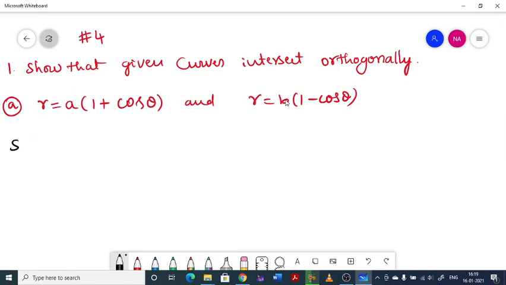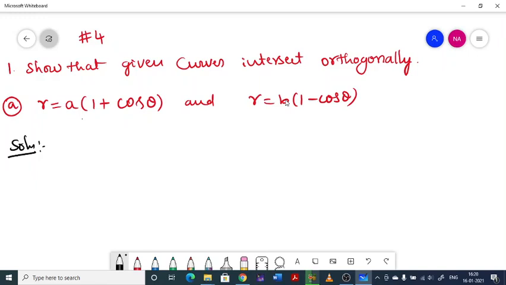Solution. As I said already, the angle between a pair of curves is defined to be the angle between their tangents. I need to find the angle between the radius vector and the tangent of the first curve, then the angle between the radius vector and the tangent of the second curve. Then I have to check modulus of phi 1 minus phi 2. That will be the angle between the given pair of curves. If that difference is equal to pi by 2, then we say that the given pair of curves intersect orthogonally.